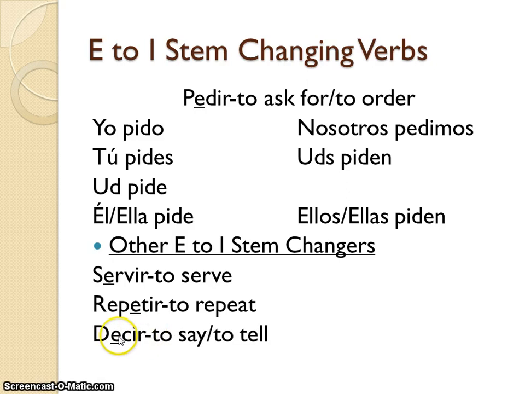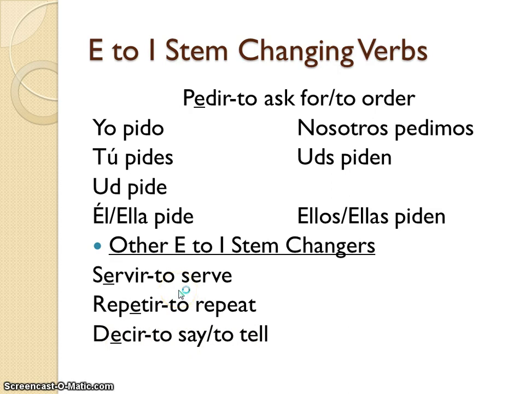And then an important one again is decir. It's one of our go verbs. The yo form is digo, but you stem change it E to I. Digo, dices, dice, decimos, dicen. Okay, because we use this verb a lot, and you'll see it a lot in your instructions.